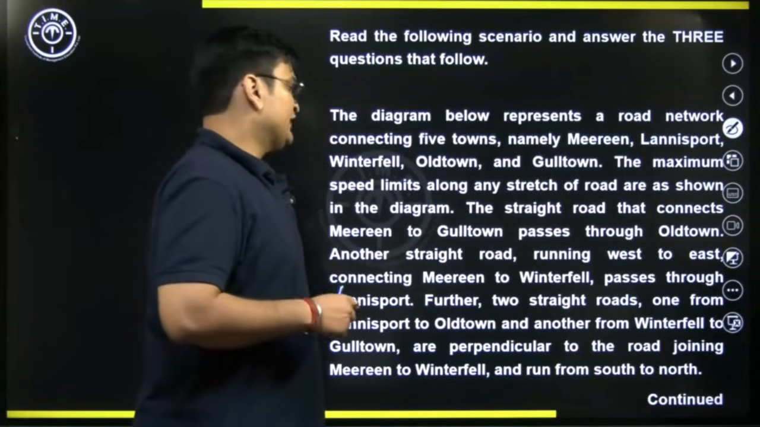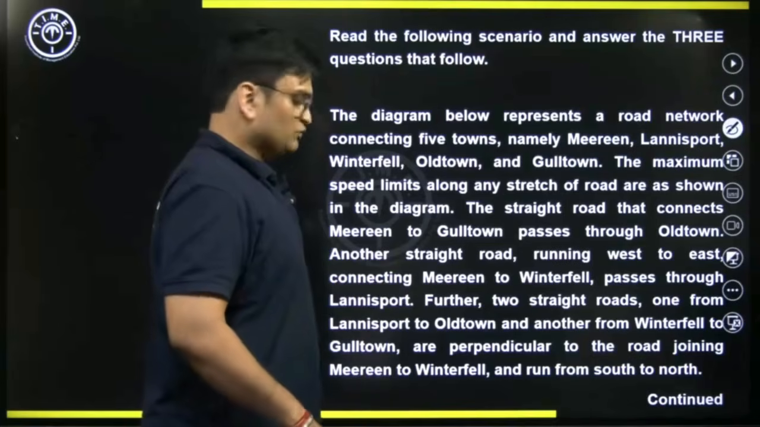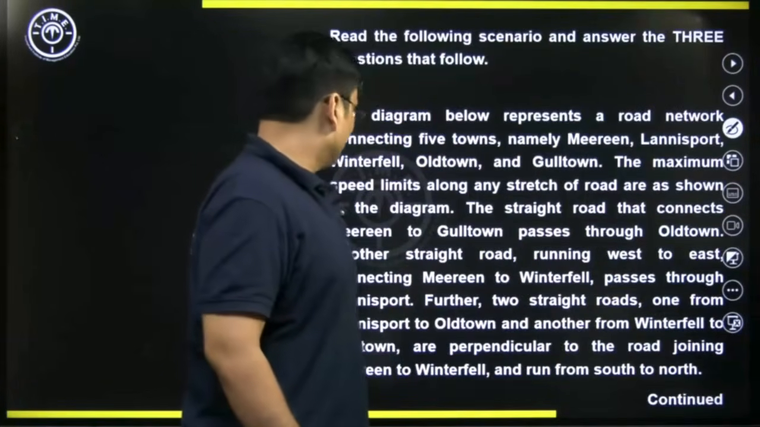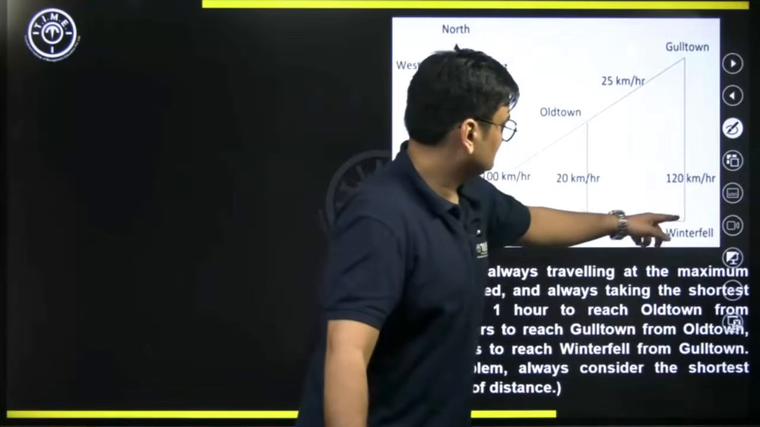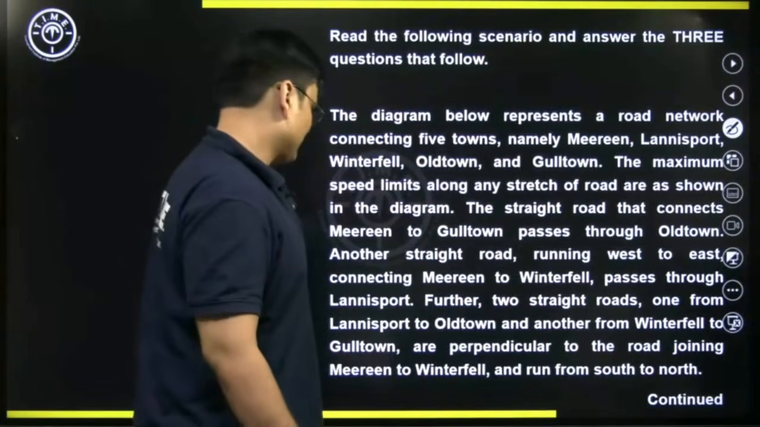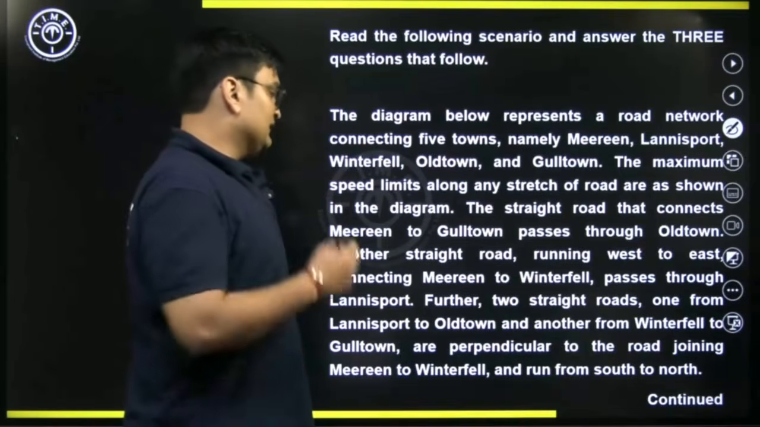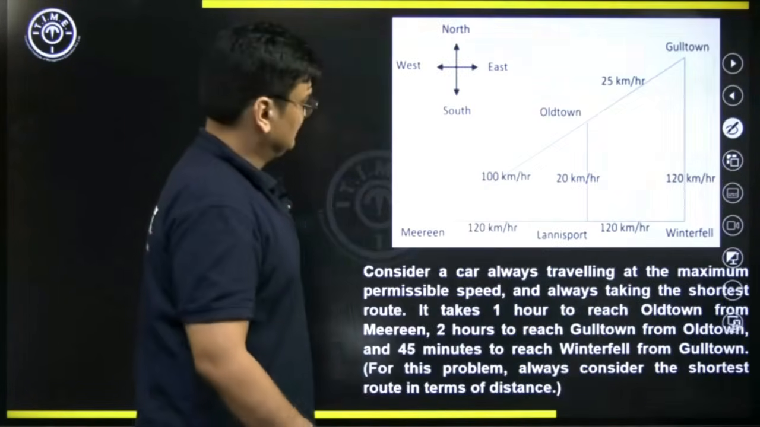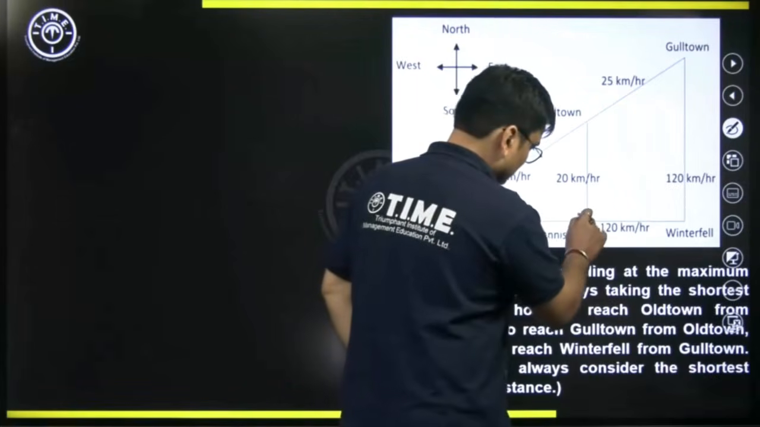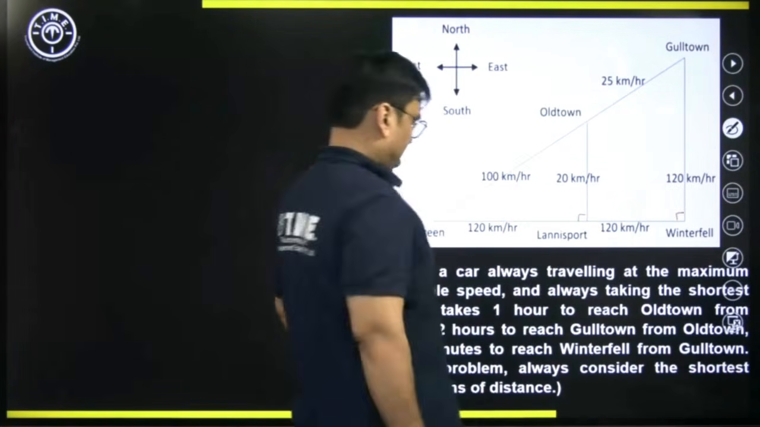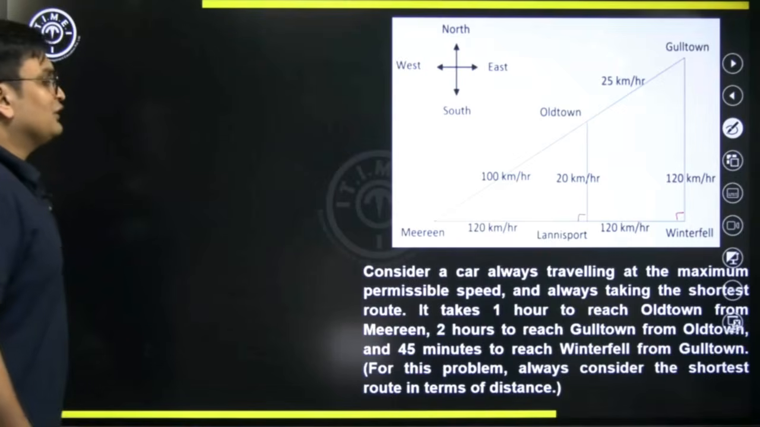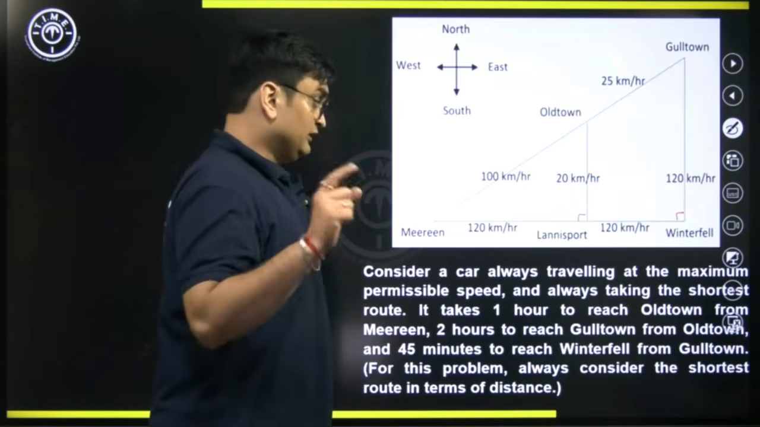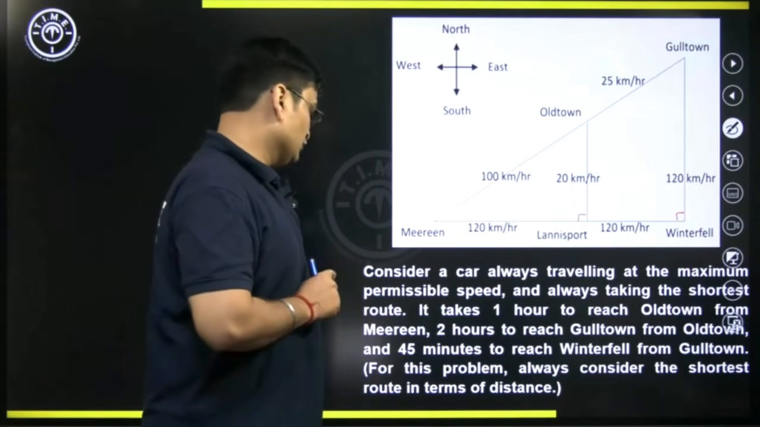Further, two straight roads, one from Lannisport to Old Town, another from Winterfell to Gultown, are perpendicular to the road connecting Meereen to Winterfell and run from south to north. So these are perpendicular. Consider a car always traveling at a maximum permissible speed and always taking the shortest route.